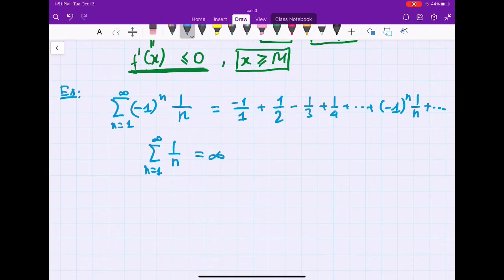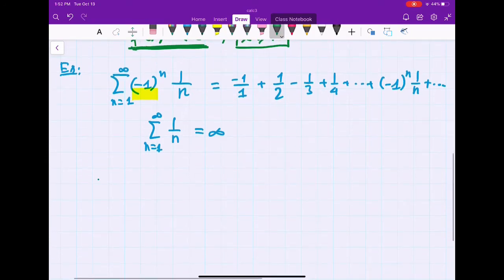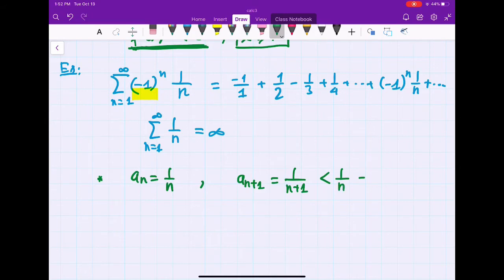We know that it diverges, by the integral test. But now, if you add (-1)^n to the general term 1/n, it turns out that the alternating series converges. How to see that? In this case, a_n is equal to 1/n. And for this a_n, a_(n+1) is 1/(n+1), which is less than 1/n, right?